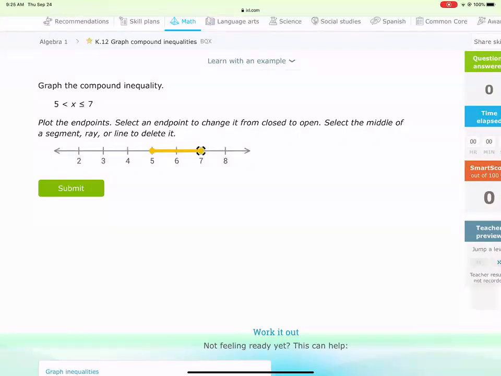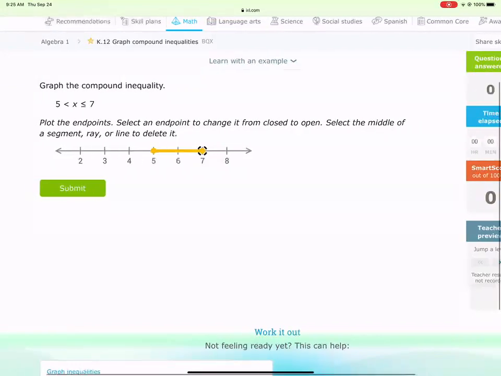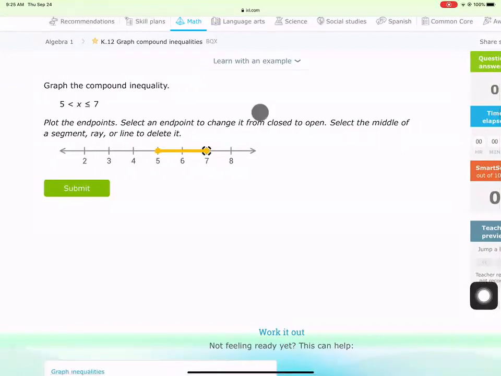But here's the problem that you might mess up on. These are both solid points. I don't want solid points. Which of these are hollow? Take a look up here. I want you all to notice the 7 is equal to, but the 5 is not. And that means something for us. So I'm going to tap on the 5 and it makes a hollow. Submit.